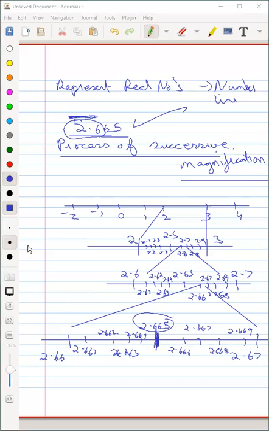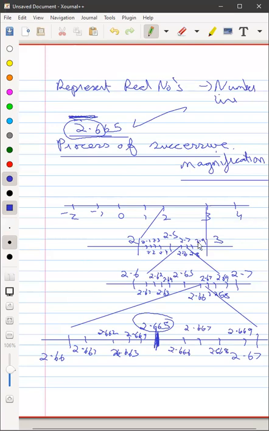Got this? So we start with the base number. Since we have 2.6, that will lie between 2 and 3. So we show 2 and 3 on the number line. Split it into parts. Then we look at the next one. 2.66 will lie between 2.6 and 2.7. Then we make the parts. Then we look at the next one. 2.665 will lie between 2.66 and 2.67. So we mark it like this. So this is called the process of successive magnification. Copy this down.